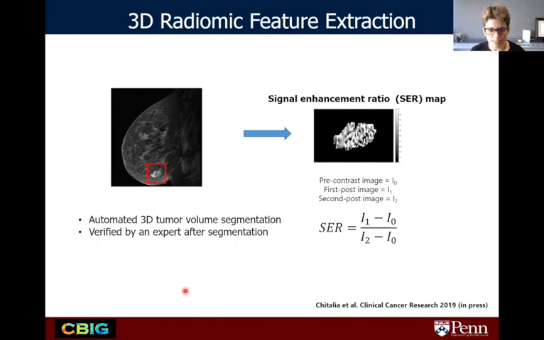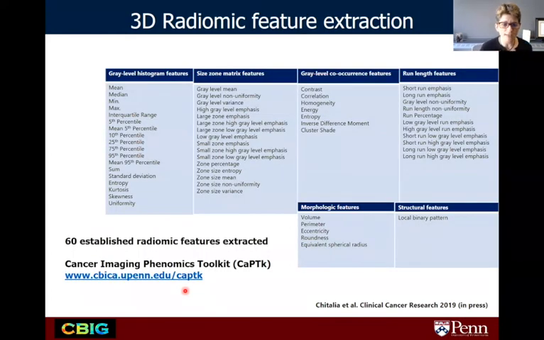So first we estimated the signal enhancer ratio, and then we extracted a panel of established 3D radiomic features, both gray level histogram, size zone matrix, gray level co-occurrence, run length features, morphologic features, and so forth, using a validated toolkit developed at our institution, the Cancer Imaging Phenomics Toolkit, the CaPTk, that has been extensively validated and also complies with the IBSI feature standardization initiative that a lot of the other toolkits out there also comply with.